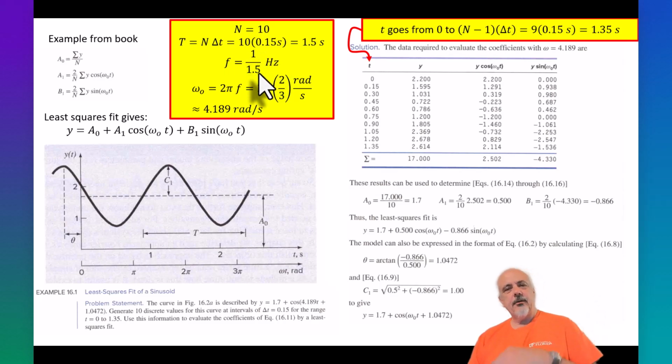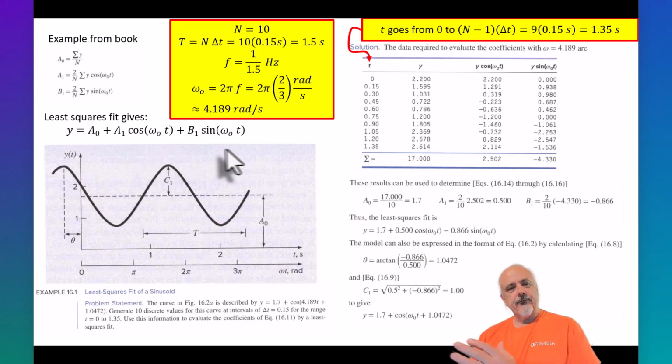I did my fundamental frequency is 1 divided by that time, or 1 divided by 1.5 hertz, which is 2/3 hertz. So I brought that in and multiplied it out by 2 pi. And yes, I do get the 4.189 radians per second. Then I just kind of followed the results here that we got from our least squares.